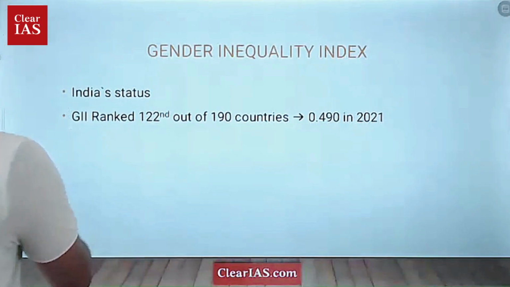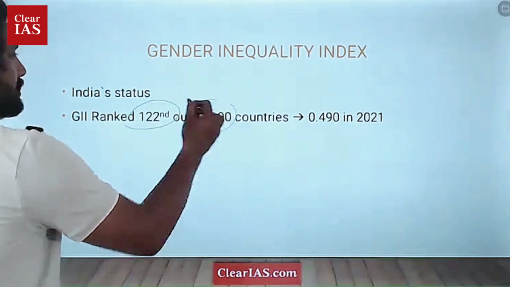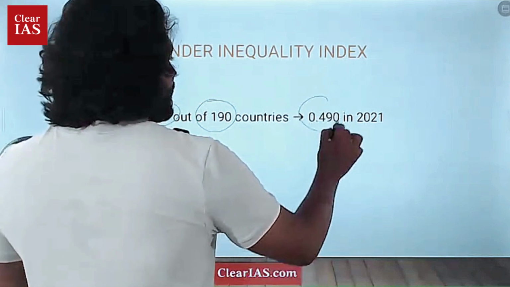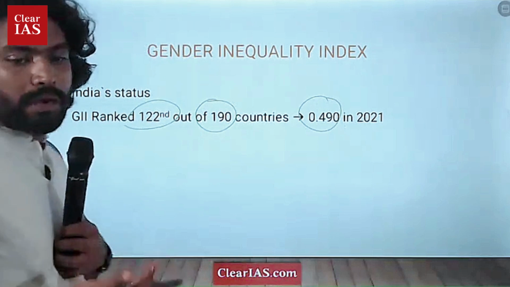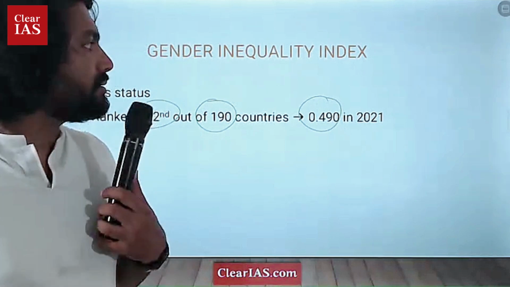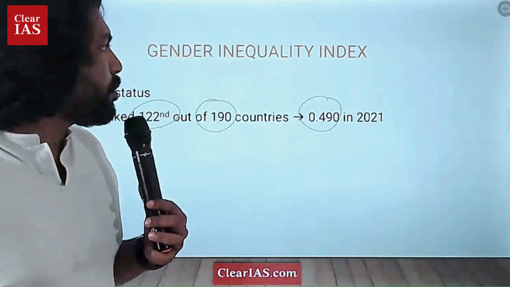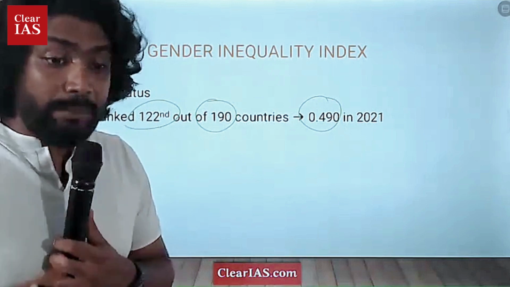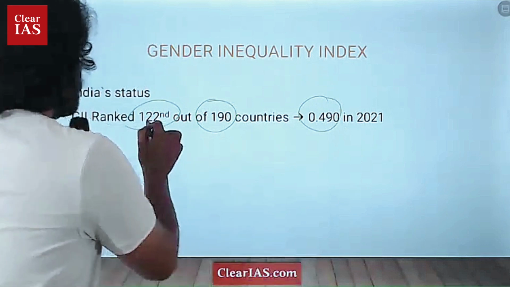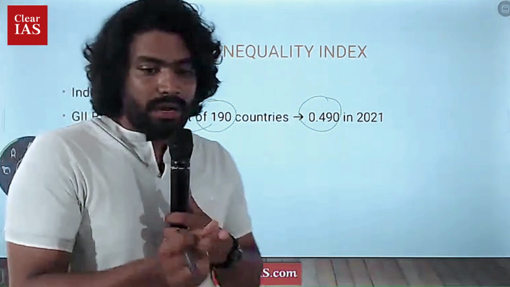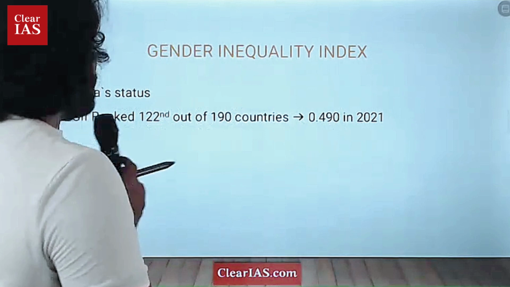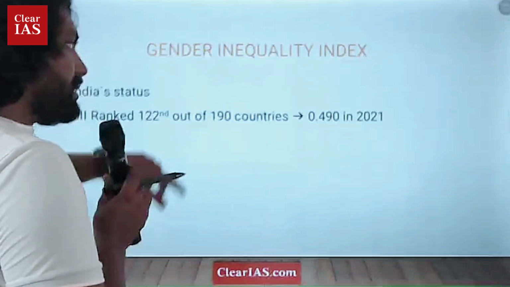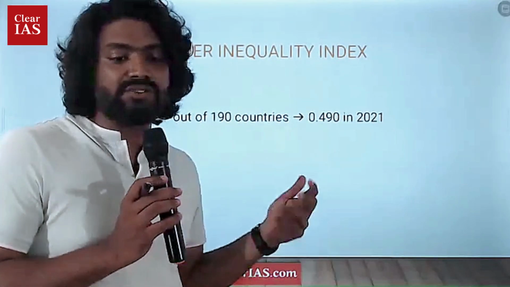India's status is 122nd of 190 countries, with a score of 0.490 in 2021. So almost half: 0.5, on a scale of 0 to 1, where 1 is perfect inequality and 0 is fair equality. But this has improved over the years. Don't look at these ranks; they are based on very small differences in points. India has improved in gender inequality every year since 2010, but it doesn't mean it is perfect. There is still a long way to go, but India has improved over the years.